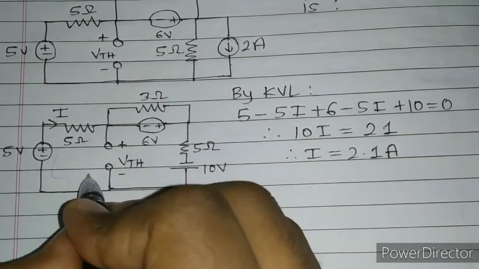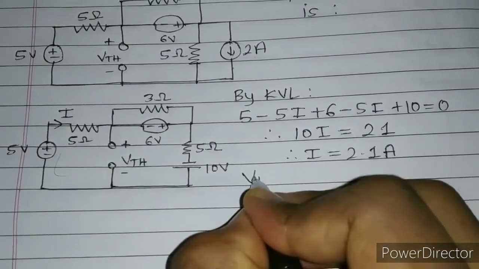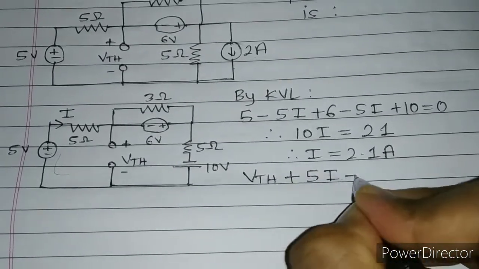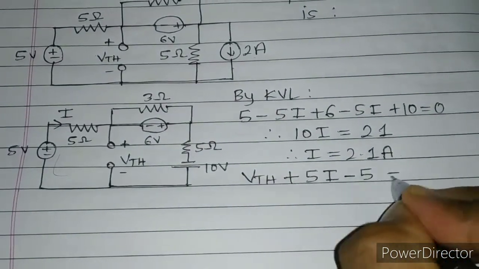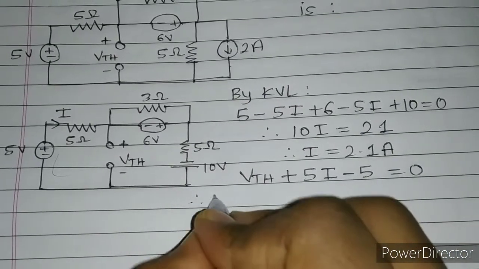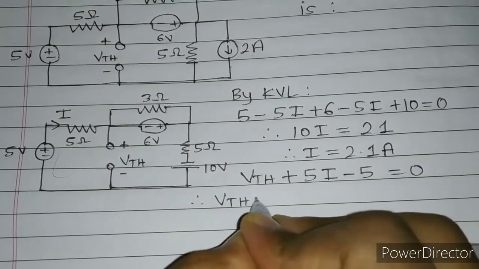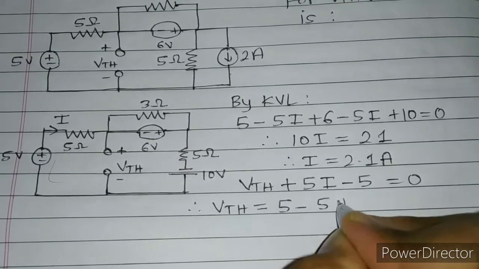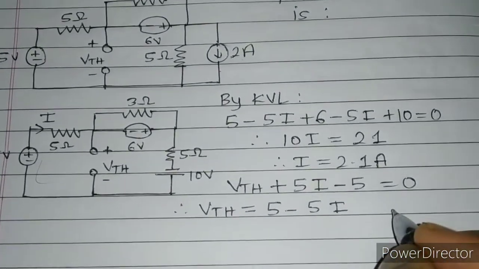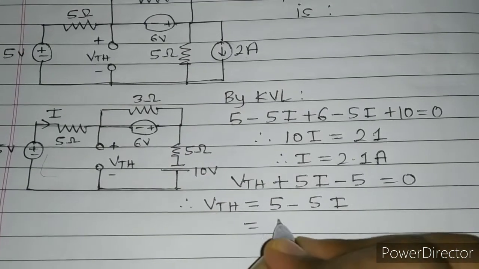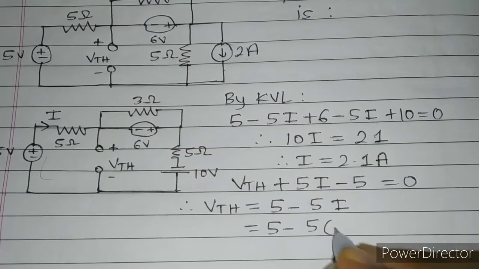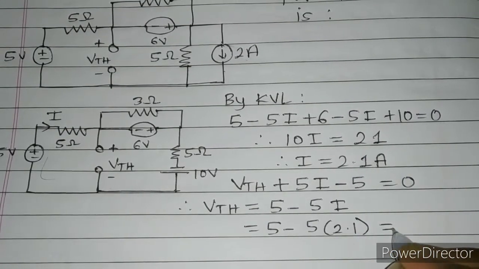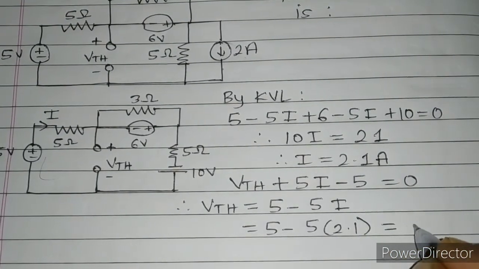Now by applying KVL over here, VTH plus 5i minus 5 is equal to 0. Therefore VTH is equal to 5 minus 5i, is equal to 5 minus 5 into 2.1, which turns out to be minus 5.5 volts.